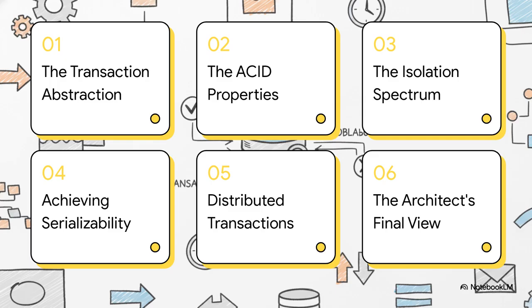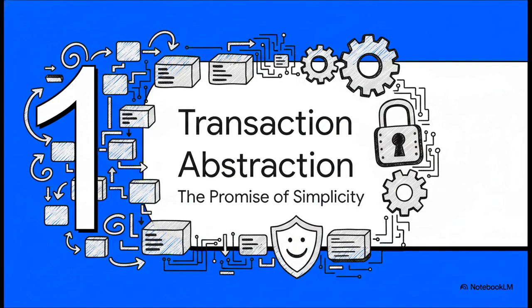Then, we'll start peeling back the layers and get into the nitty-gritty, the complex reality of all the trade-offs, especially when things get distributed. So, first things first, why do we even need transactions? I mean, what's the core problem they're actually built to solve for us as engineers?